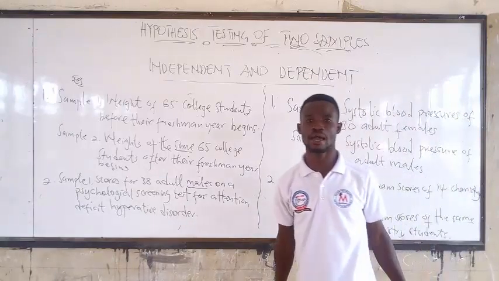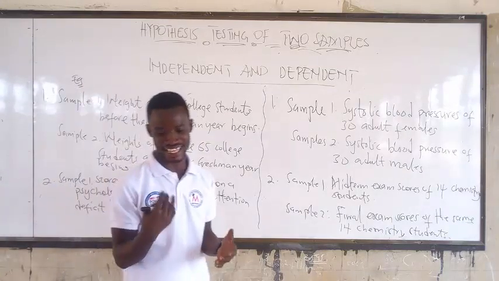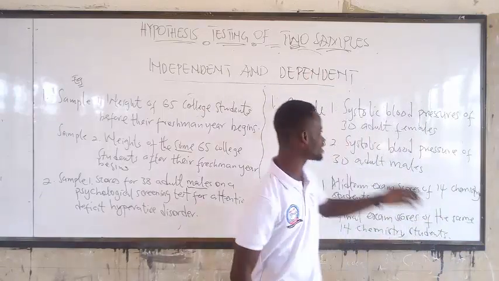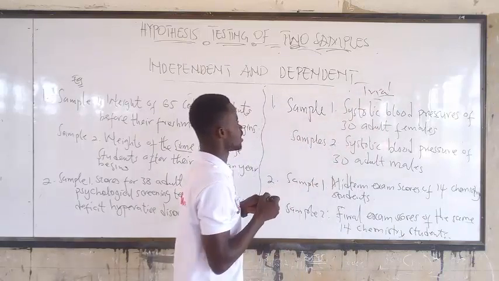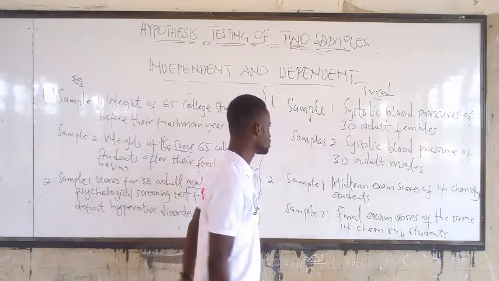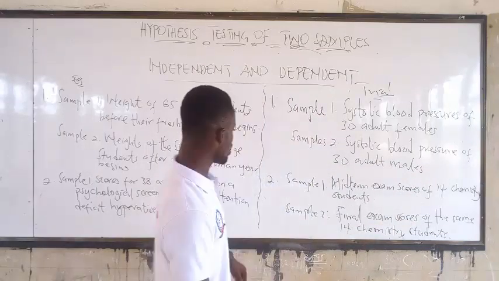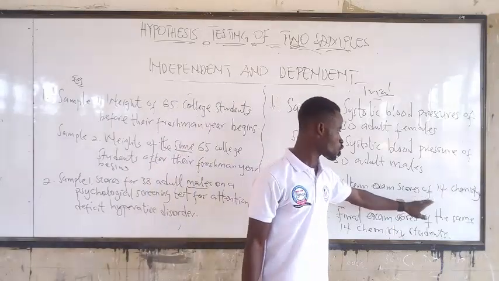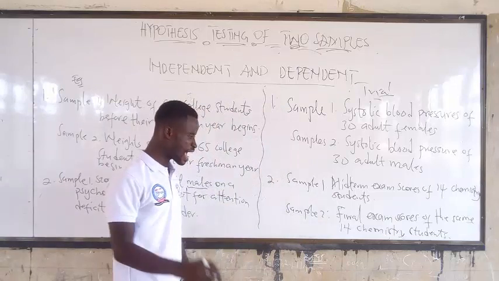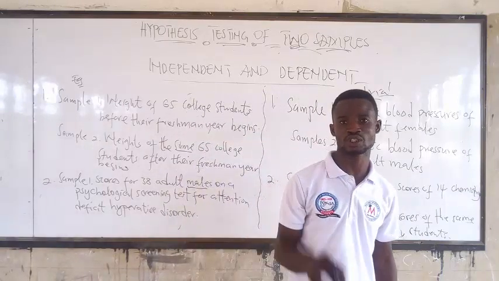Good. All that we are doing is going to help us when we get to testing the difference between the means, which we have for the independent and the dependent. So you have to try this. Sample 1, sample 2: systolic blood pressure of 30 adult females, and systolic blood pressure of 30 adult males. Is it dependent or independent? Coming to this one, sample 1: midterm exam scores of 14 chemistry students. Sample 2: final exam scores of the same 14 chemistry students. So there is question 1 and question 2. Which one is dependent and which one is independent?